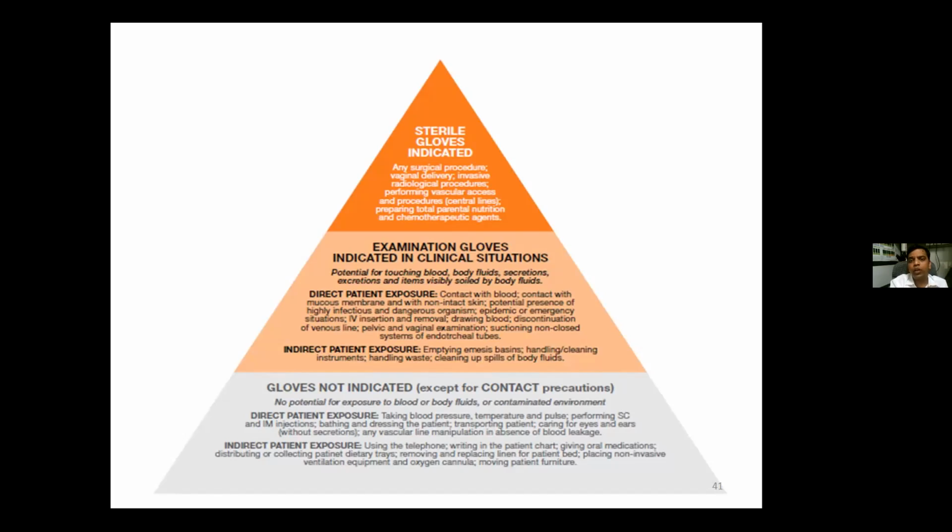Sterile gloves should be used for every surgical procedure like vaginal delivery, radiological procedures, or performing vascular access. Then examination gloves, that is non-sterile gloves, should be used for situations such as contact with mucous membranes, emptying emesis basins, cleaning instruments, handling waste, drawing blood, and IV insertion and removal. For such procedures, examination gloves should be used.